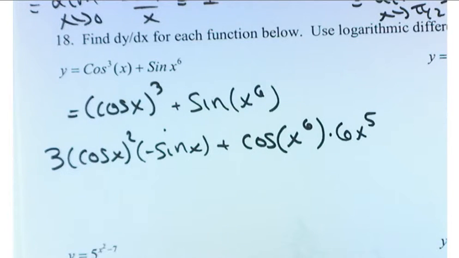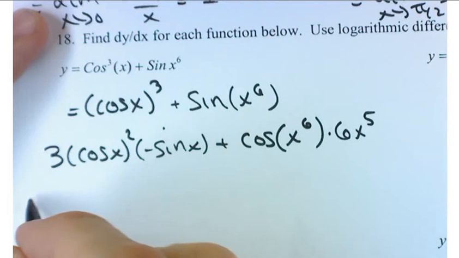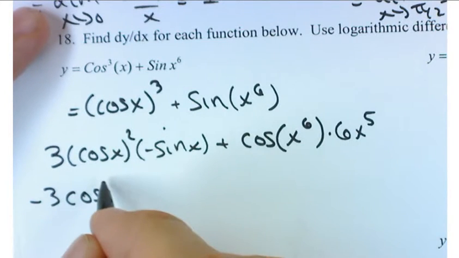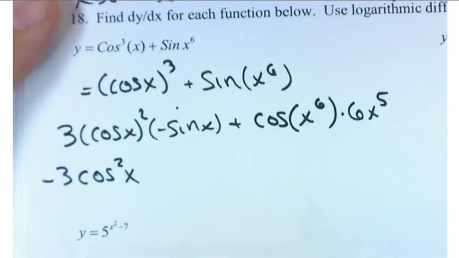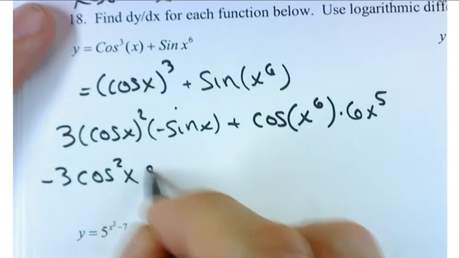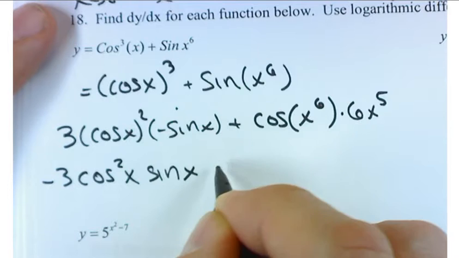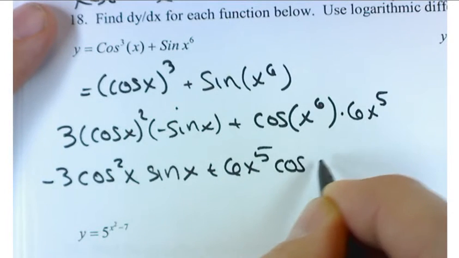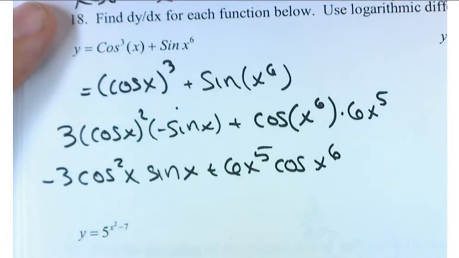And that's it. Now you can clean this up. You can bring the negative out front. Negative 3 cosine squared of x, sine of x, plus 6x to the 5th cosine of x to the 6th. So there you go. I'm going to revert back to more of the standard notation.